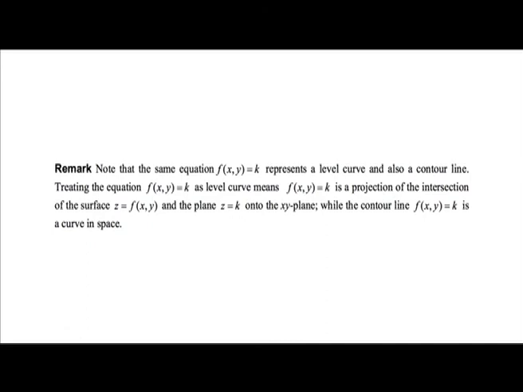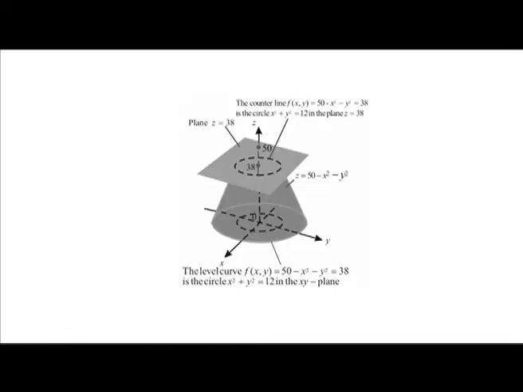of the intersection of the surface z is equal to f of x y and the plane z is equal to k onto the xy plane, while the contour line f of x y is equal to k is a curve in space. Figure shows the contour line f of x y is equal to 38 on the surface z is equal to 50 minus x square minus y square defined by the function f of x y is equal to 50 minus x square minus y square. The contour line lies directly above the circle x square plus y square is equal to 12, which is the level curve f of x y is equal to 38 in the function's domain.